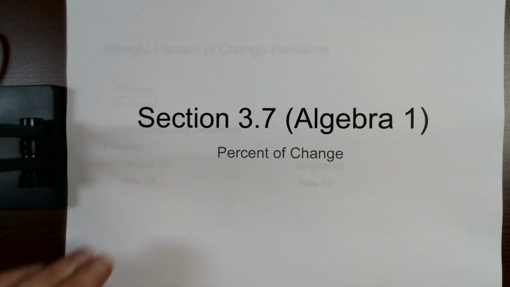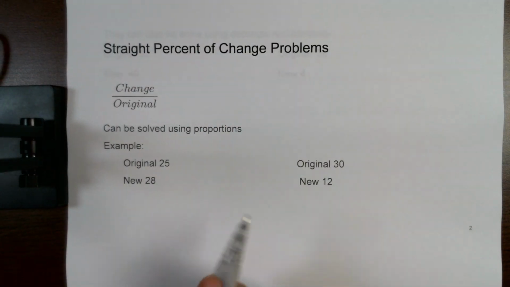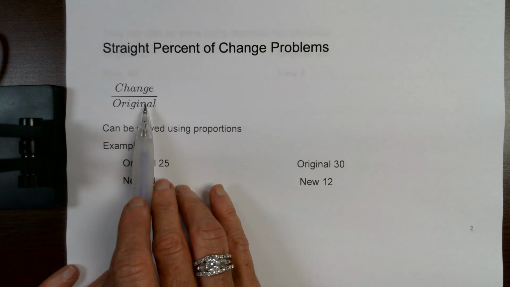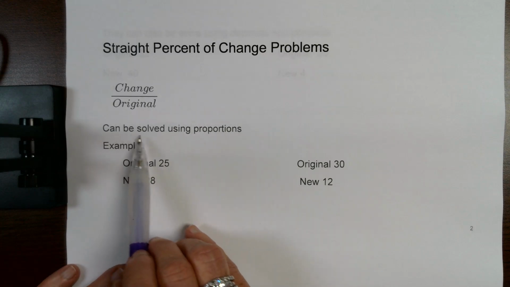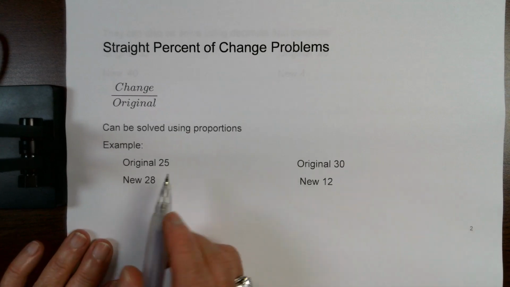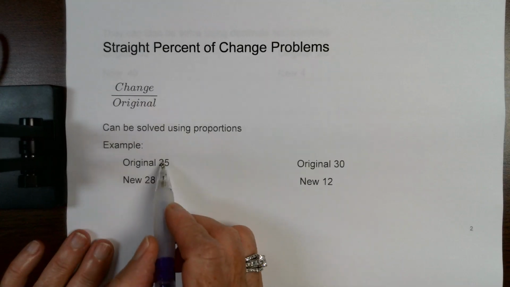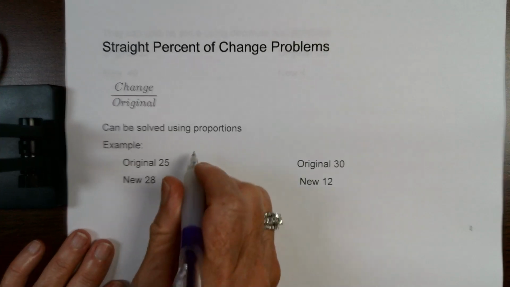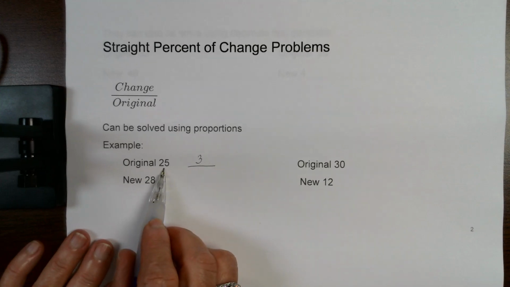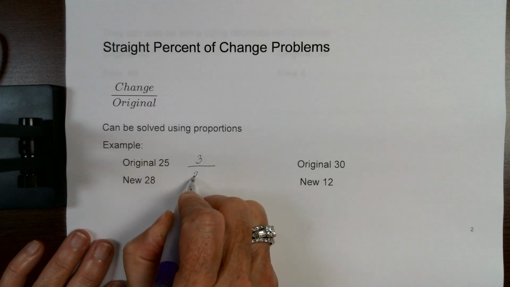Section 3.7 has to do with percent of change. The formula for finding the straight percent of change is change over original. And it can be solved using proportions, which is why it's right here in this chapter. So I'm going to set up a ratio, and I'm going to put the change, or the difference between those, which is 3 on the top, because 28 minus 25 is 3. And then I'm going to put the original on the bottom.